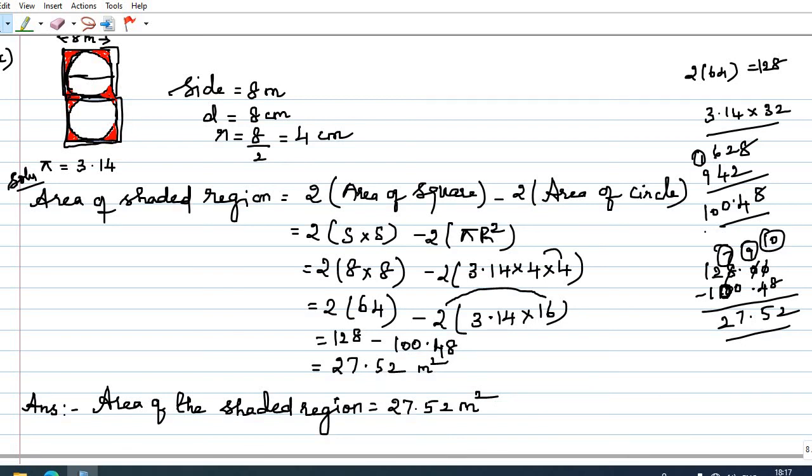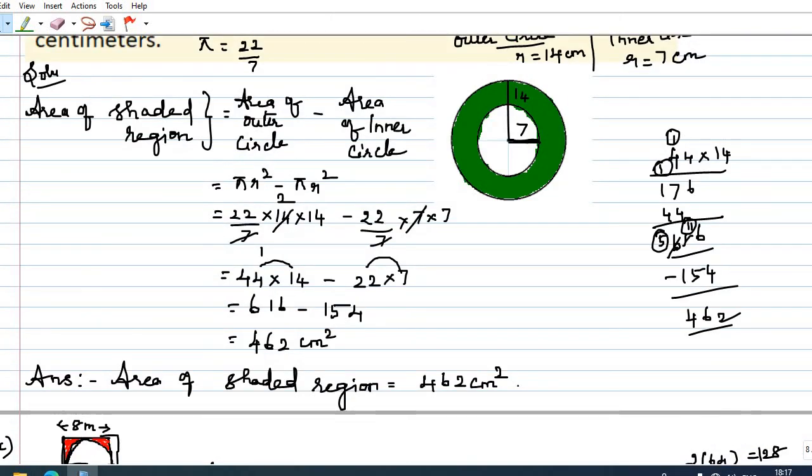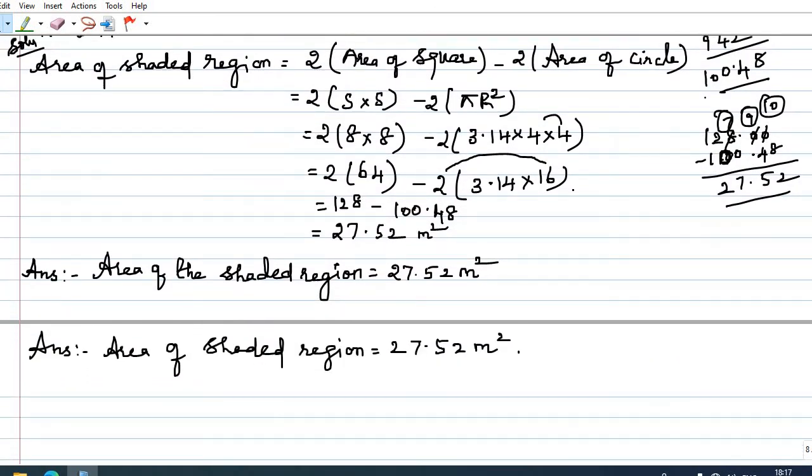Or I can write centimeter square also, because for all that measurement what they tell that to take a centimeter, so I can write centimeter or meter. See, in the sum they are given the meter. So I have written here meter square. Can you clear this children?